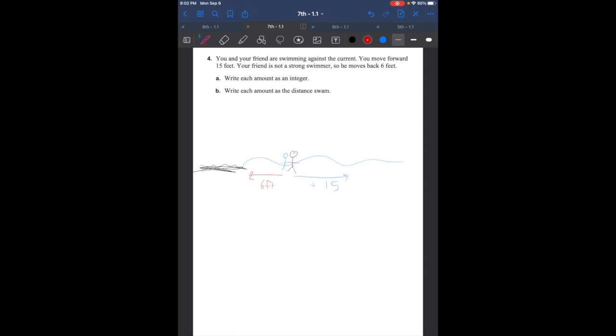All right, let's see if we can answer this question. It says write each amount as an integer. So if this was the starting point, we're talking about 0, and we had a number line, you went forward 15 feet, so you would be over here 15 check marks, right? And then your friend would have gone back 6 check marks. That would have made him negative 6, positive 15. So we have negative 6 and positive 15. And then it says write each amount as the distance swam. Well, I guess we did that both. So you swam 15 feet, and your friend swam only 6 feet. Alright, that was a pretty easy one.